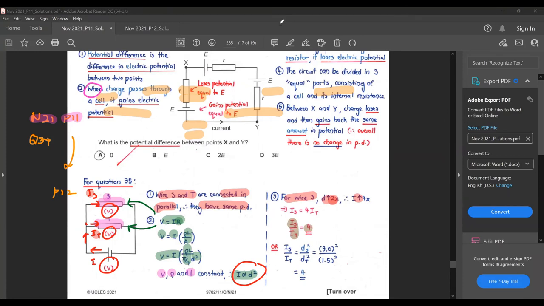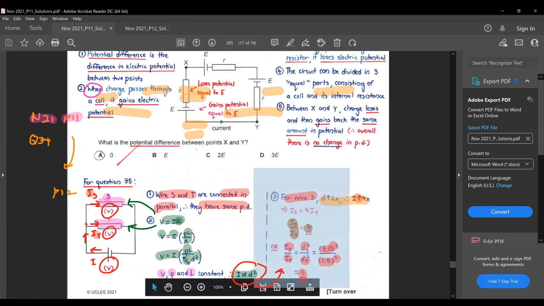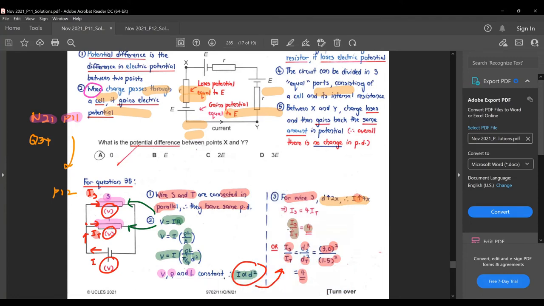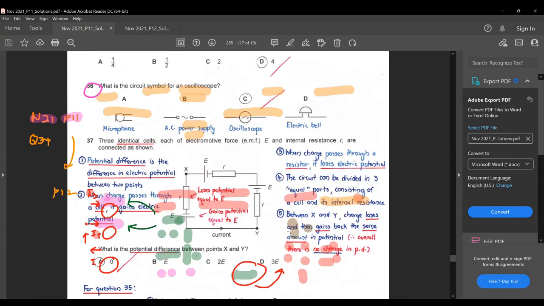Now, if you don't like this way of doing things, you can actually do it like this. Since I know that I is proportional to D squared, I can just say that IS to IT is DS squared to DT squared. So DS was 3 millimeter, DT was 1.5. You sub them in, you square them, eventually you also get the same answer as 4. So it doesn't really matter how you want to do it. As I mentioned many times before, it depends on which one you are more comfortable with. So the answer is 4 for question 35.